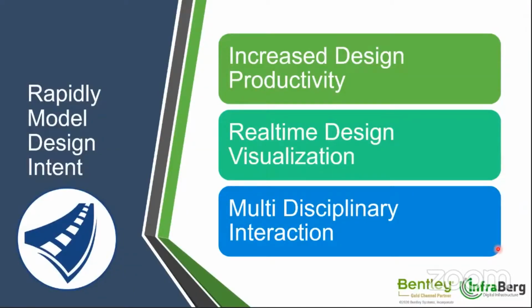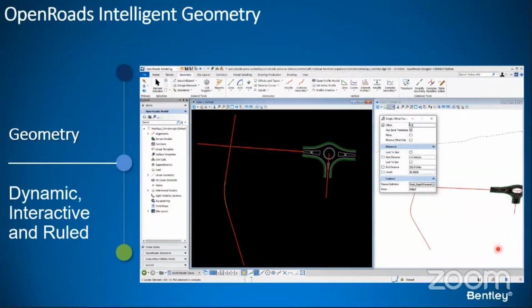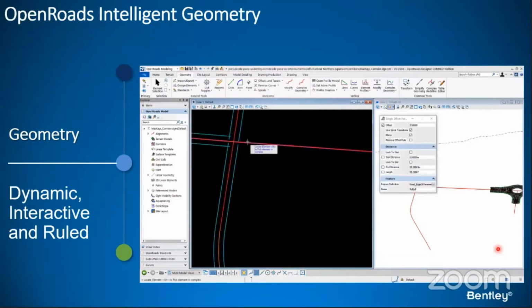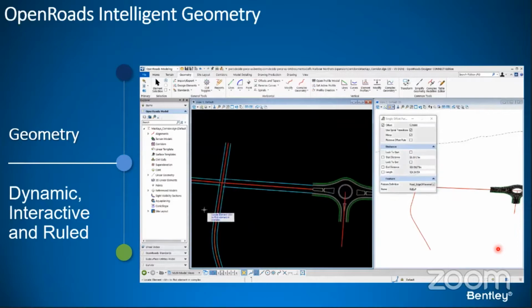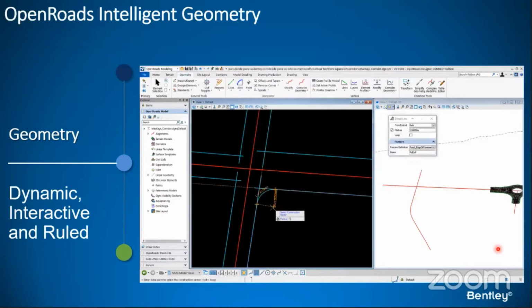So the next point is model design intent. Let's have a look. When we have the digital terrain model, the next topic is the geometry, creating the geometry, right? In general, in OpenRoads Designer and in OpenRail Designer, geometry is parametric. It means that everything you create in OpenRoads is parametric.